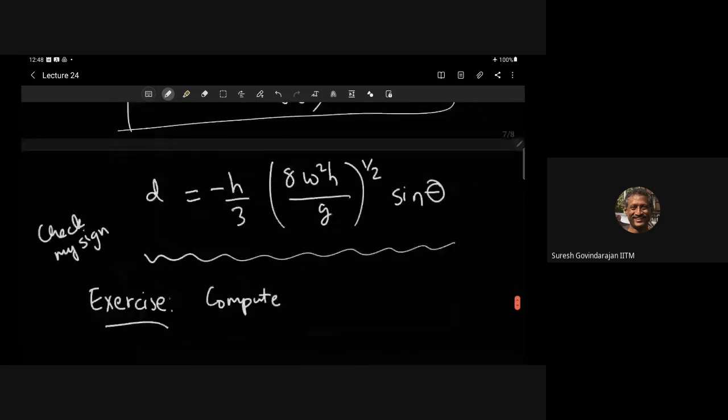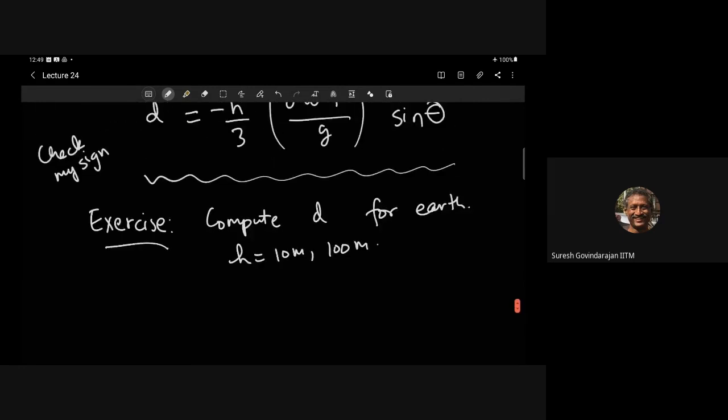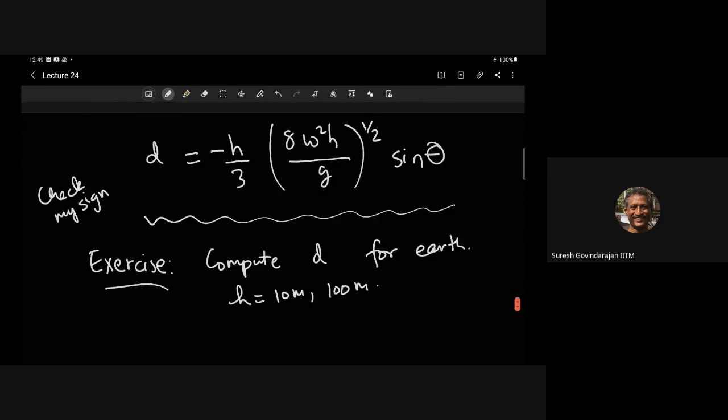Okay, so compute B for Earth. Say H is, say, 10 meters or 100 meters. How much will this deflection be? It will be very, very small for sure. But you can compute it, and this will be part of your problem set, I believe, because I haven't made it yet, but it will now come there.